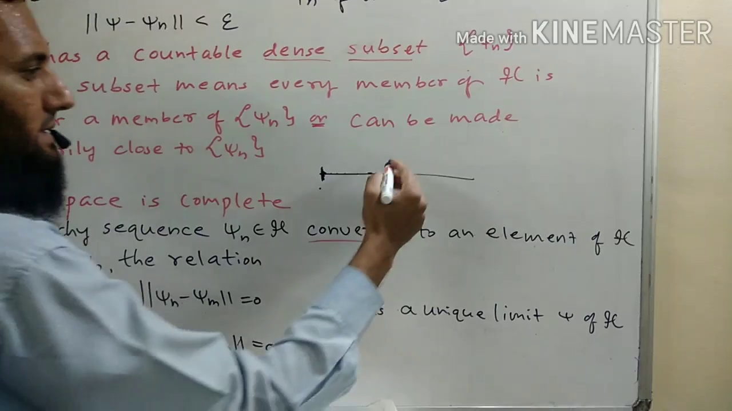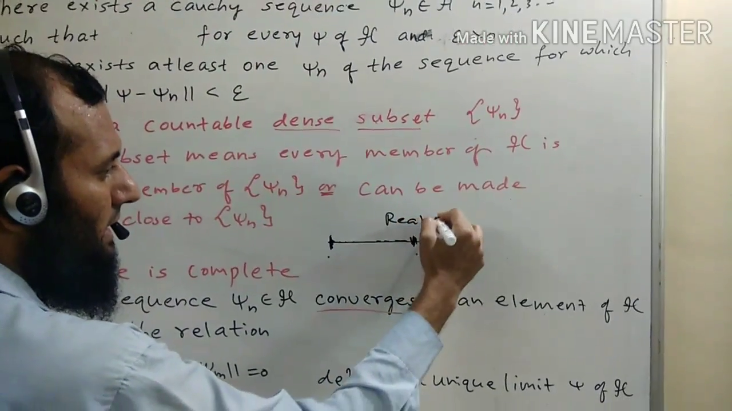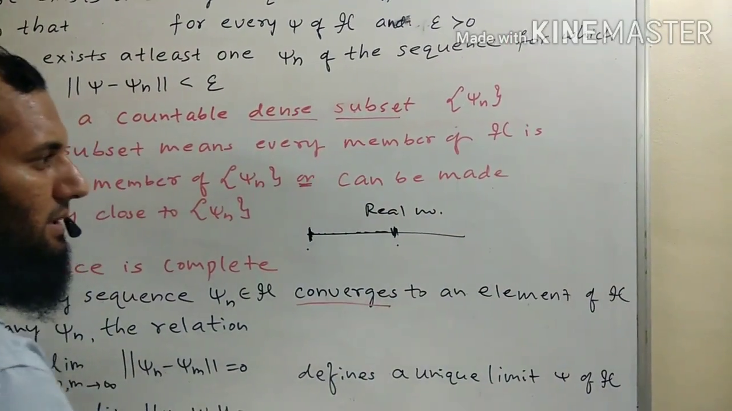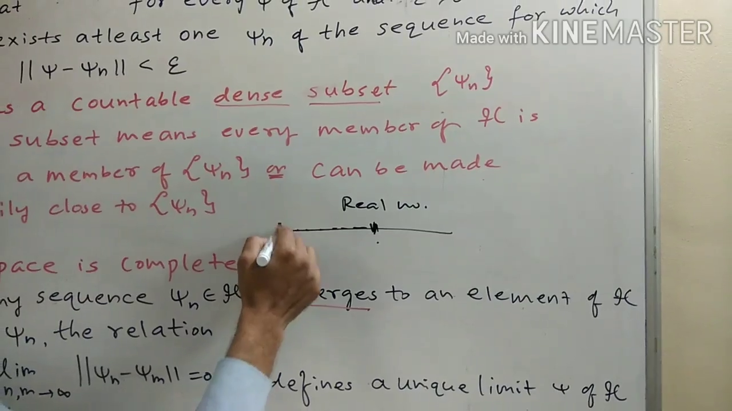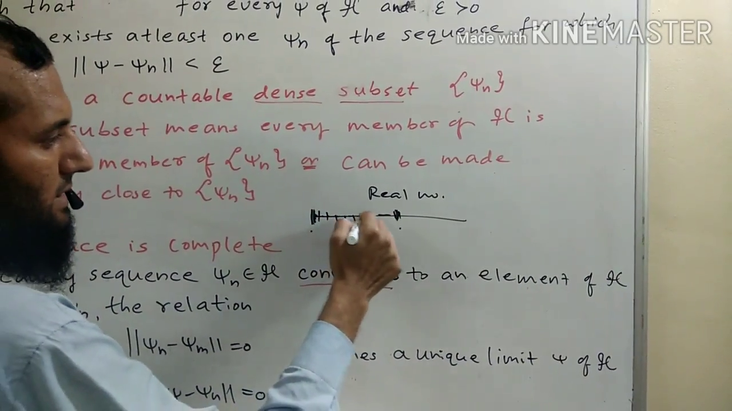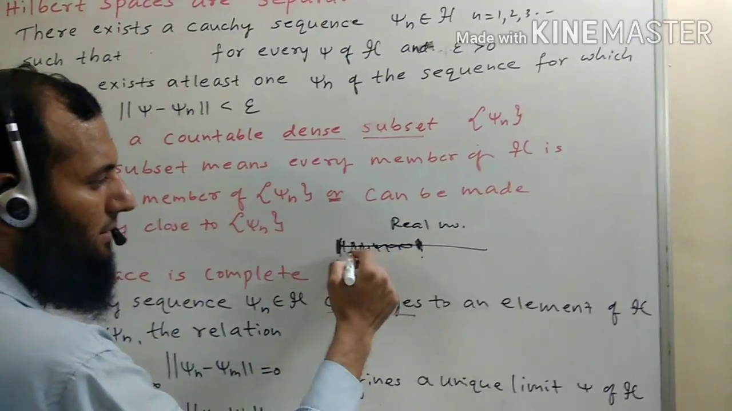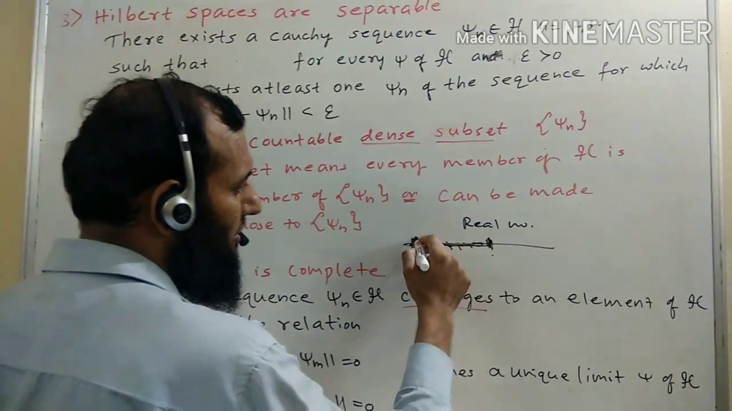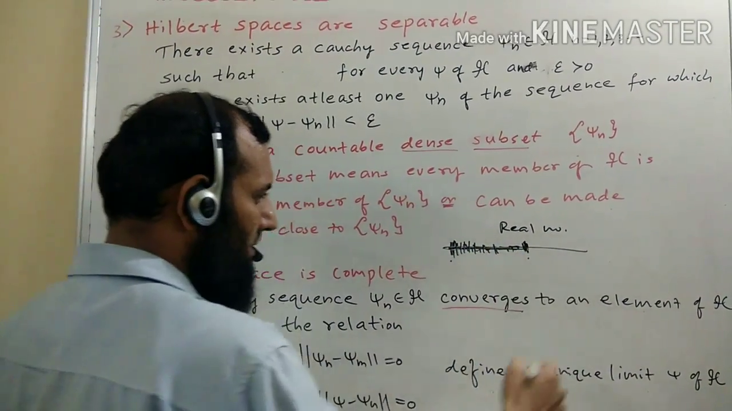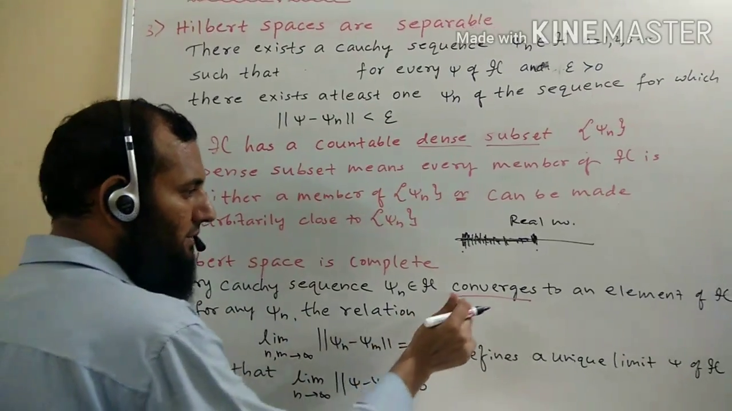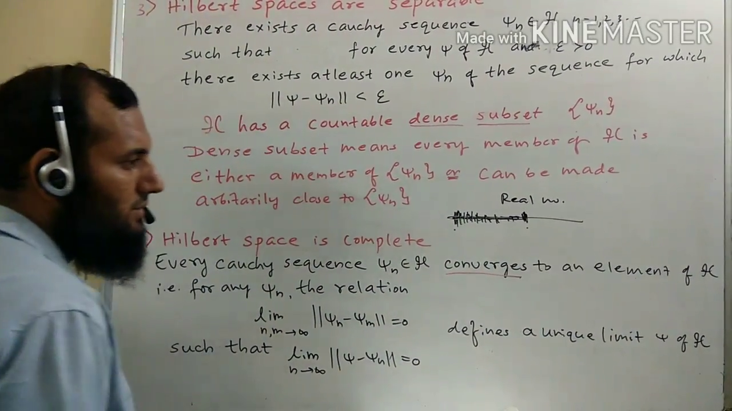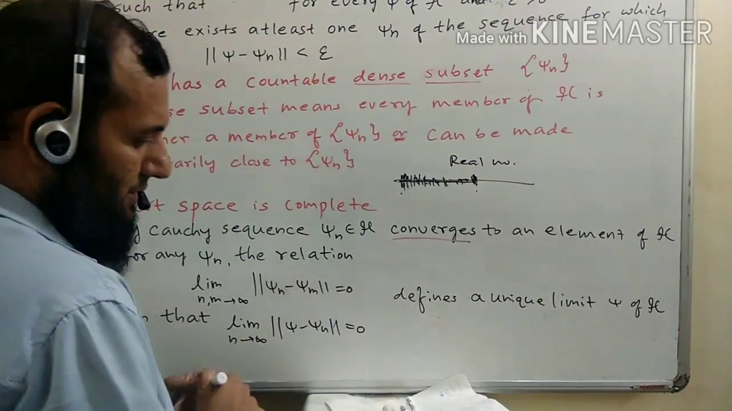So let us consider the set of real numbers. Real numbers have both rational numbers and irrational numbers. So if we have a real number, then there will be irrational numbers. If you take irrational numbers, there will be real numbers. So there will be no gap. There will always be a member. So that's why in the definition we have written that it converges to an element of H.